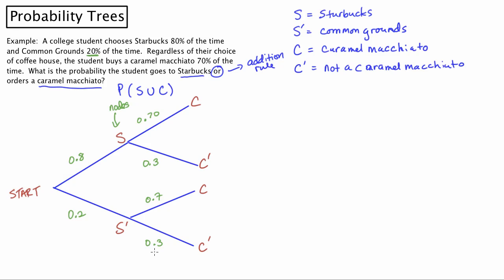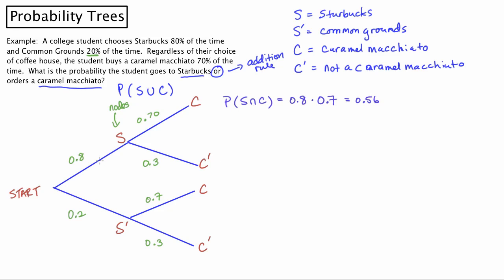Alright, at this point we have all of the branches labeled. What we need to figure out now is the probability associated with each of the different outcomes. What I mean by that is, each branch represents a different outcome. This first branch represents S and then C. So this would be the probability of S and C for this outcome. Well, that's going to be 0.8 times 0.7. Remember, you multiply down the branches, which turns out to be 0.56 in this case.